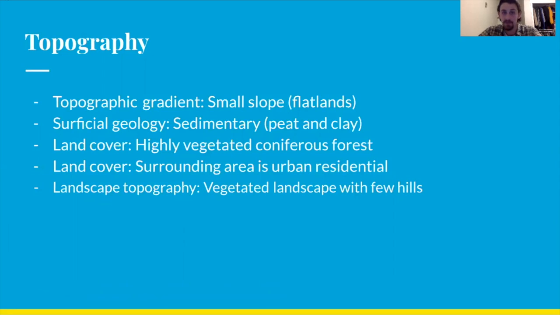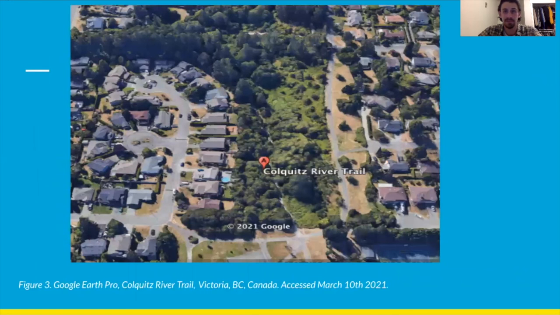And as for land cover, the river itself is in a very vegetated coniferous forest, but the surrounding land cover is highly urban residential, which means water flows in much quicker. As for the landscape topography, it's overall quite a vegetated landscape, and I'd say there are some small hills in the area. Just as an example here, there's some grassland around it, and you can see the coniferous trees, but the surrounding area is completely residential, and there are some cases of fragmentation, and this whole park is quite broken up from this urban development.